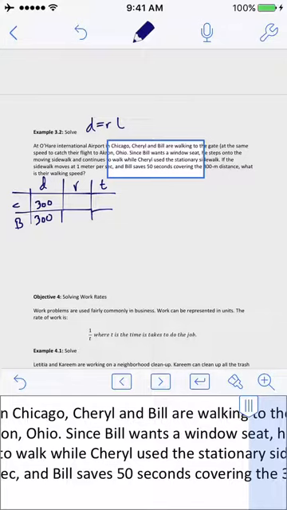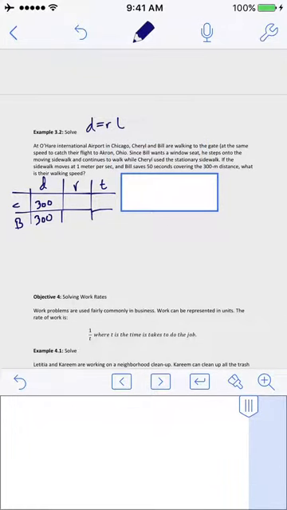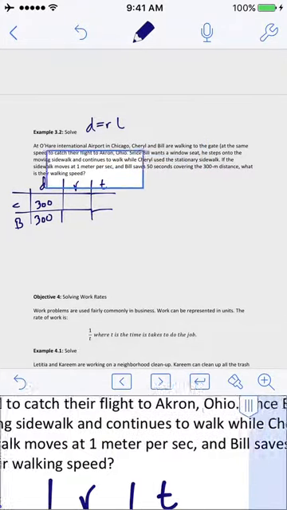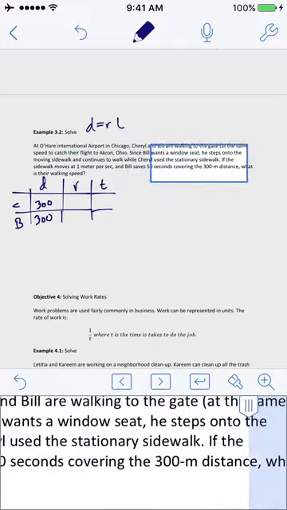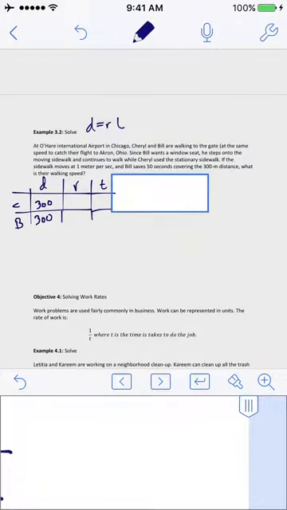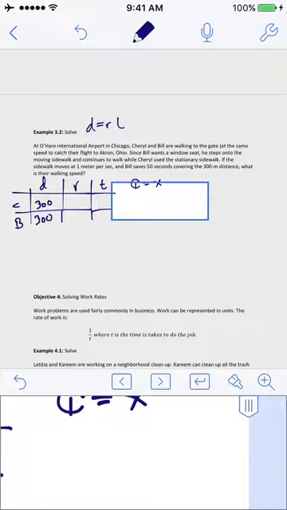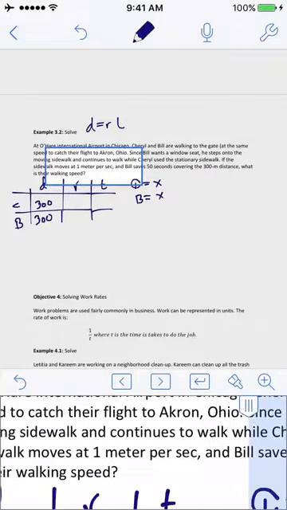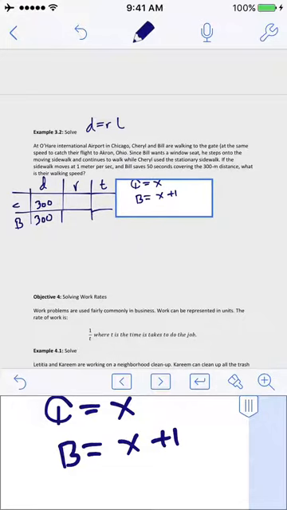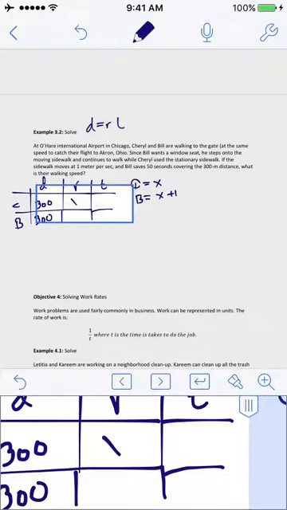Oh, sorry. I guess my sound cut out there. Okay, so let's call Cheryl's speed x. Cheryl's moving on the stationary sidewalk, so her speed is equal to x. We don't know it. That's kind of the question. But we do know that Bill is going the same speed and 1 meter per second more. So Bill is going to be x plus 1.